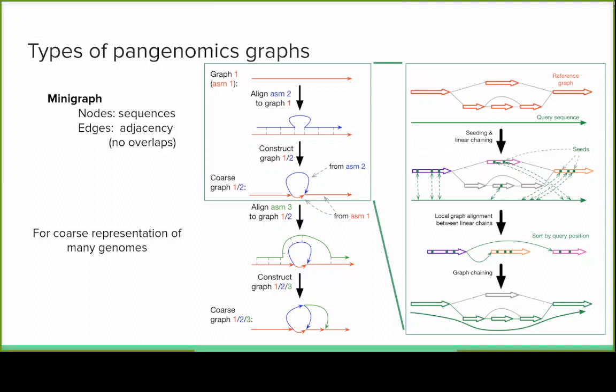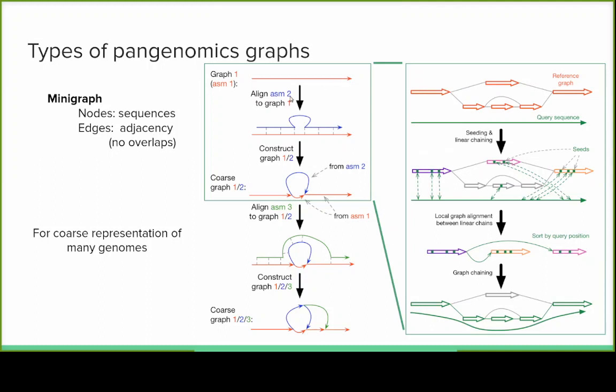From a high-level perspective, so these figures are only me. From a high-level perspective, this is a graph where nodes are sequences and edges are also edges. There are no overlaps, so it looks like a variation graph. The way it is constructed, from a high-level perspective again, is you fix a reference, which can be a graph or can be a linear genome. Here in this example, it's a linear assembly.